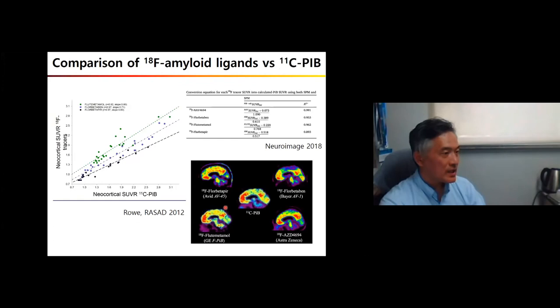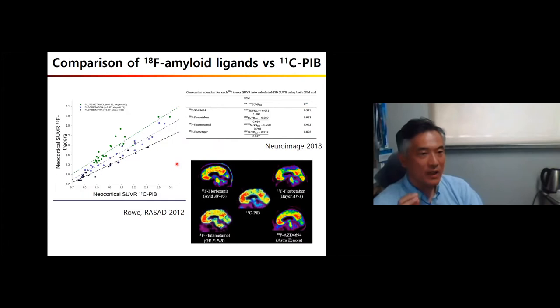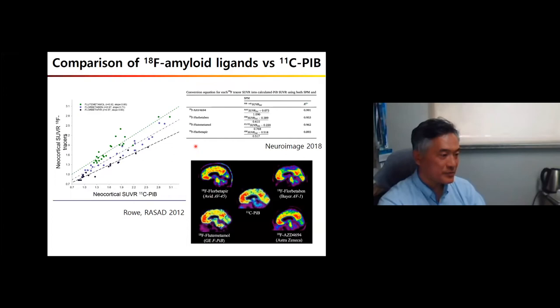And here you can see all four different F18 versions of amyloid PET imaging agents. They can show almost the same R square value with the C11 PIB, all almost the same. So you can simply select the available radiopharmaceutical in your own country, so you can adapt this PET tracer for your clinical status.